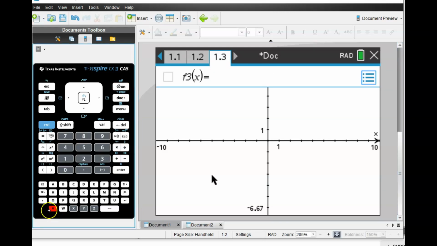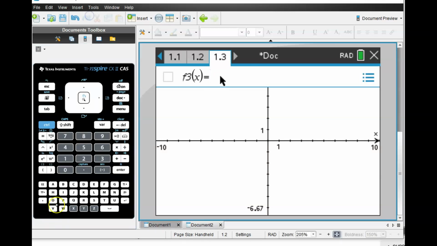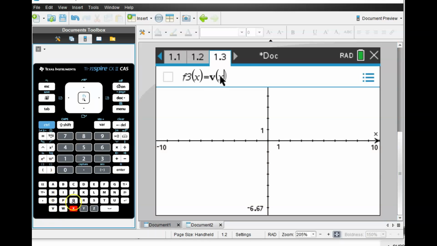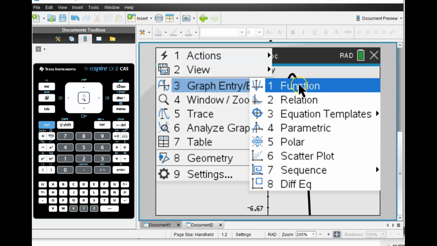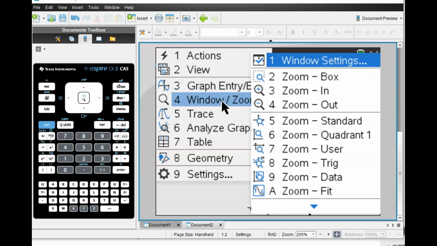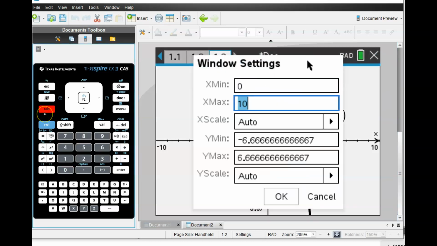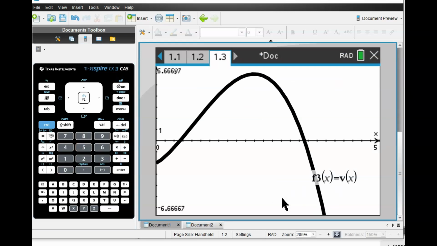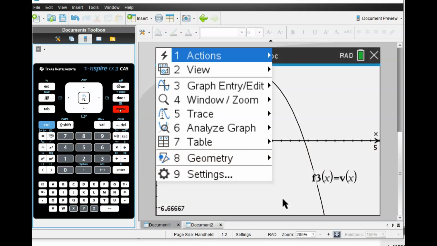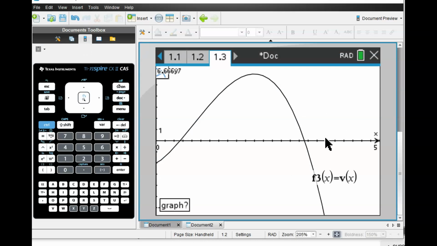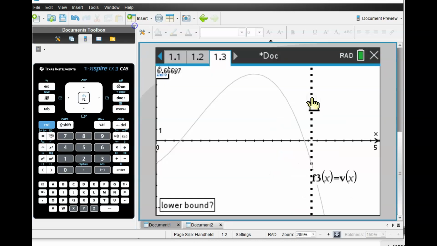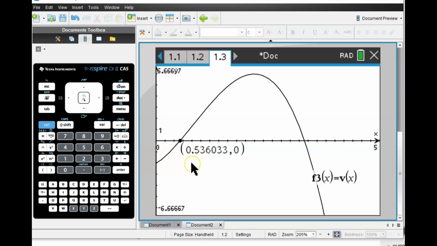So I'm going to attempt to graph v of x. I'm going to change my window now to be from 0 to 5, from window settings. Okay, from 0 to 5. And it looks like there are two places where velocity changes direction because there are two places where the function crosses the x-axis. So I'm going to find those two by looking at, not intersection, but zeros. Menu, analyze, zero. Okay, there's one.